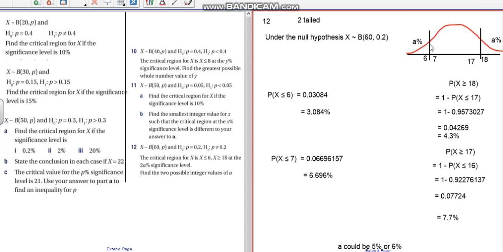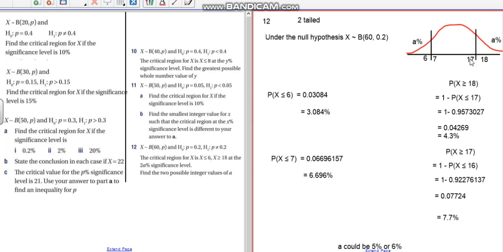Now I could make that significance level slightly bigger for both of them, but I would need to make sure that 7 and 17 never go into my significance level. So I need to now look at what happens at 7 and 17, which are the first numbers in the acceptance region. So the probability of being less than or equal to 7 is 6.696%. So if the significance level was 6%, I would still reject 6, but I would still accept 7. So now I need to look at 17.